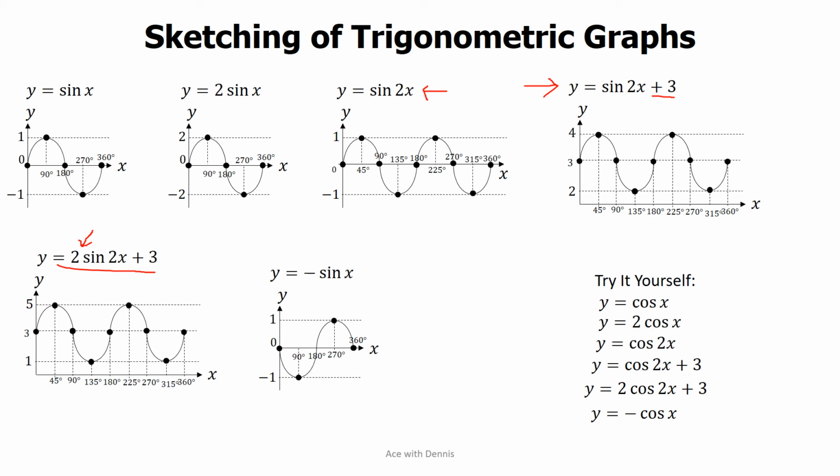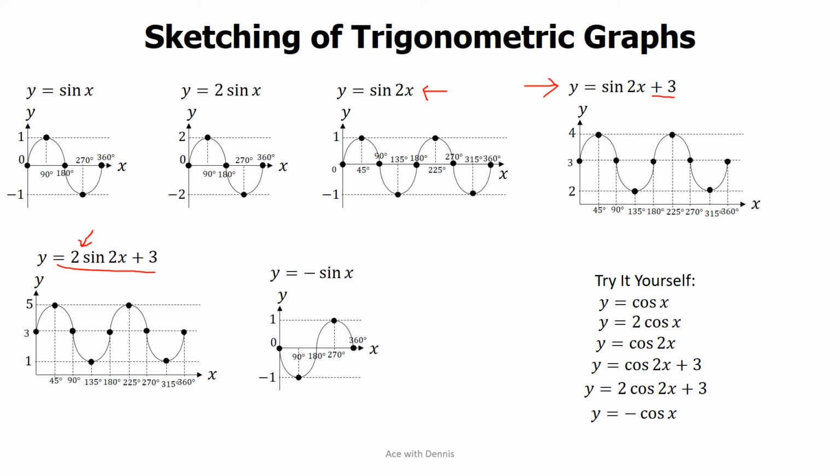At the end of the graph is 360 degrees. Between 0 to 360 degrees is 180. Between 0 to 180 is 90 degrees. Between 180 degrees to 360 is 270. Between 0 to 90 degrees, it is 45 degrees. Between 90 to 180 degrees, it is 135 degrees. Between 180 degrees to 270 degrees, it is 225 degrees. Between 270 degrees to 360 degrees, it is 315 degrees. So this is how we draw the graph of y equals 2 sine 2x plus 3.